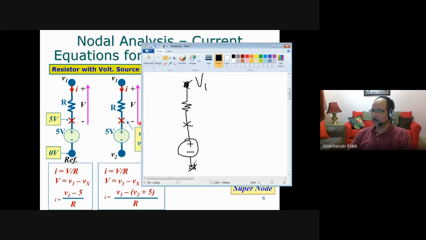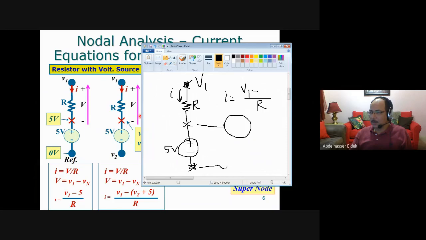Okay, let's see what this node is. So again, the current I equals what? I equals V1 minus, I don't know what the voltage here is. If I know the voltage here, I will write it, divided by R. So what is the voltage here? The voltage here depends on the source. This is 5 volt. What is the voltage at this node? It is V2. It's given.